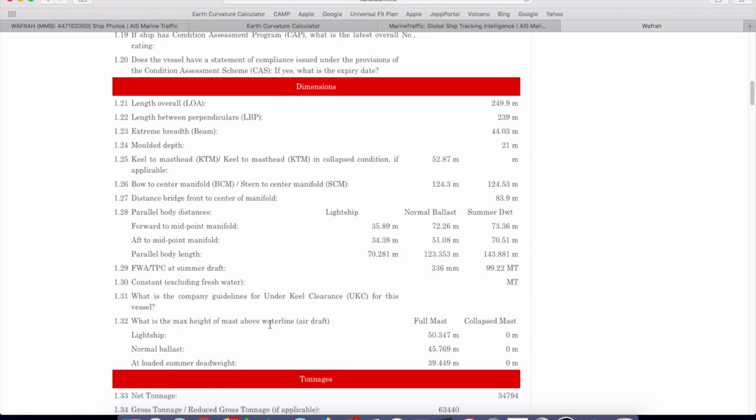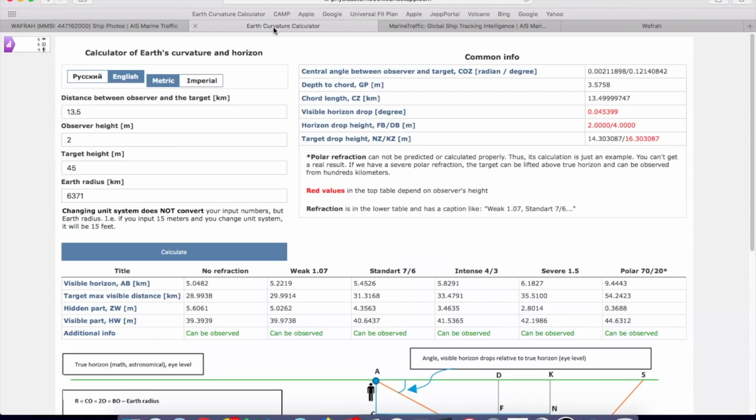what is the max height of the mast? A light ship 50 meters, normal ballast 45 meters, and fully loaded 39 meters. So I just went with the normal ballast height. It's not really critical to the actual calculation because all we're interested in is the hidden amount. So with those figures and standard refraction, the hidden part of the ship should be about 4.3 meters. With no refraction, that would be 5.6 meters.